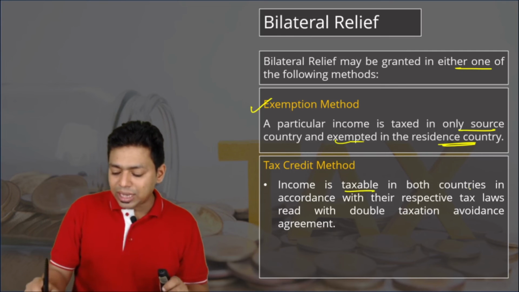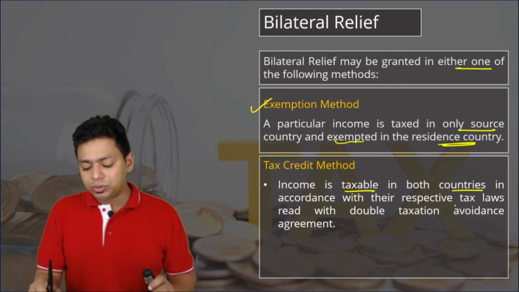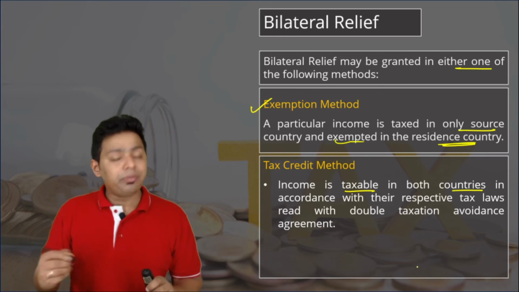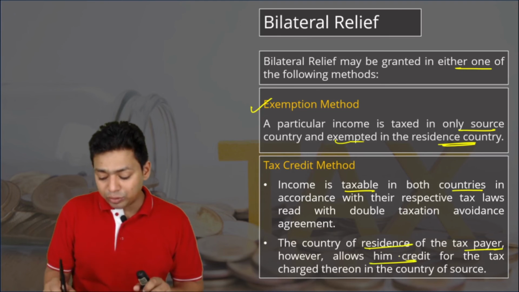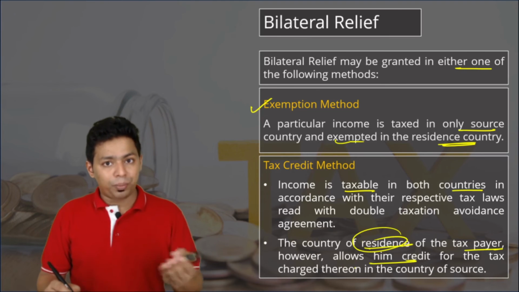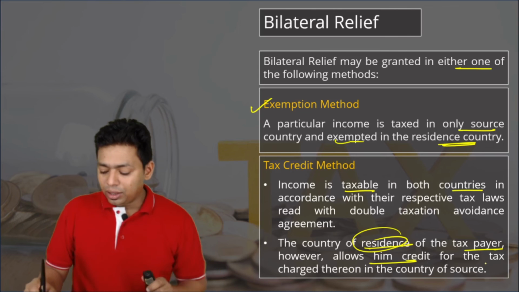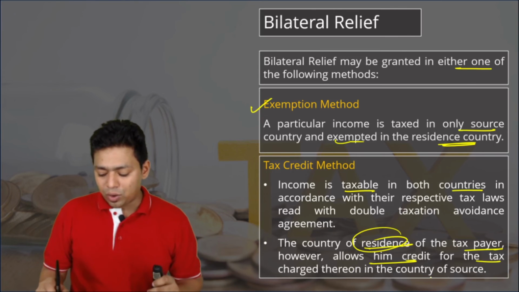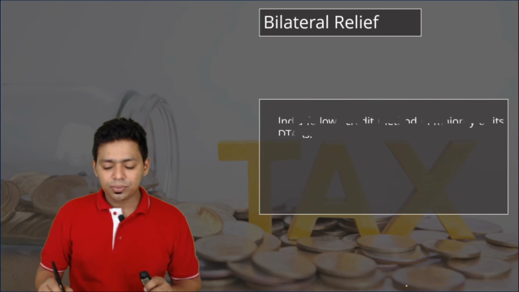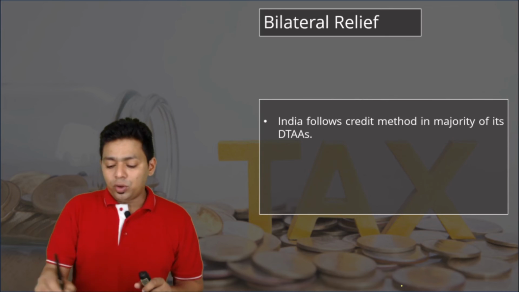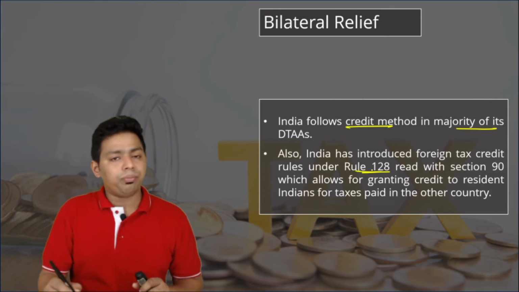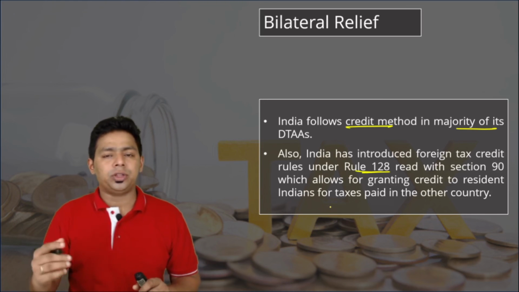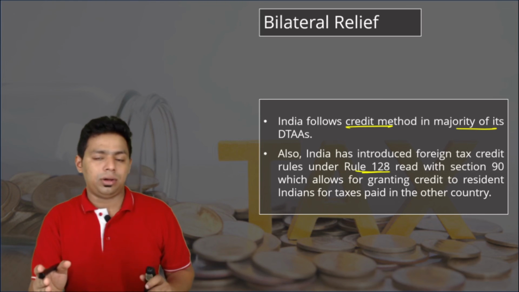Income is taxable in both countries in accordance with their respective tax laws, read with the double taxation agreement. The country of residence of a taxpayer, however, allows him, so which country will give you relief? Obviously your country. Credit for the tax charged thereon in the country of source. India follows the credit method in the majority of its DTAAs, and for that India has also created rule 128 because a lot of complications arise.